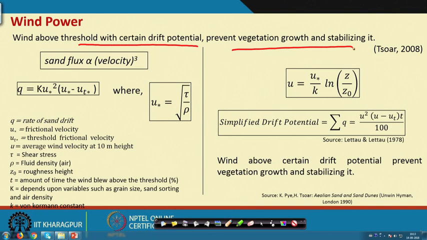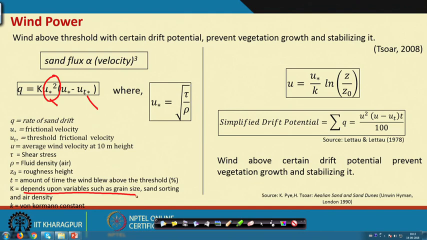So, we know that the quantity of sand flux, or quantity of sand moved, is directly proportional to the velocity cubed. We can approximate that quantity by this equation. Here q is the rate of sand drift in one particular direction. So, q is equal to some constant k multiplied by u star squared into the difference between u star and the threshold frictional velocity u t star. Here u star represents the frictional velocity, not the actual velocity. The constant depends on soil parameters like grain size, sand sorting, and density of air, so related to the surface and surface condition. So, we can get the rate of sand drift.